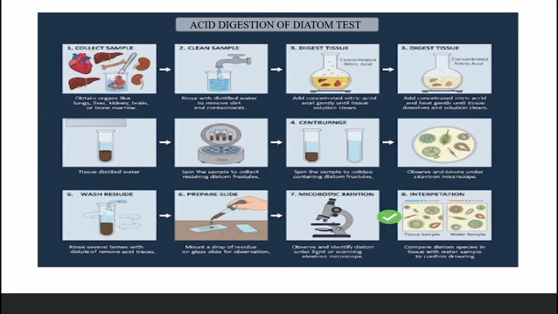So here is the pictorial representation of all the steps involved in the acid digestion method. Firstly, we'll get the sample, we'll clean the sample, digest the tissue, and then the digested tissue is centrifuged, and the residues are washed again and again to remove all the acid traces, and then it is mounted on a slide and observed under the microscope.